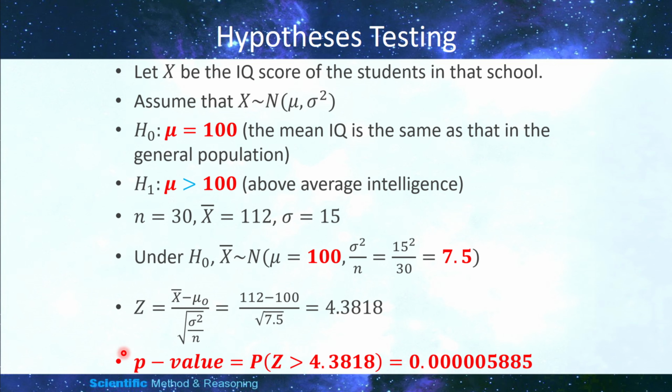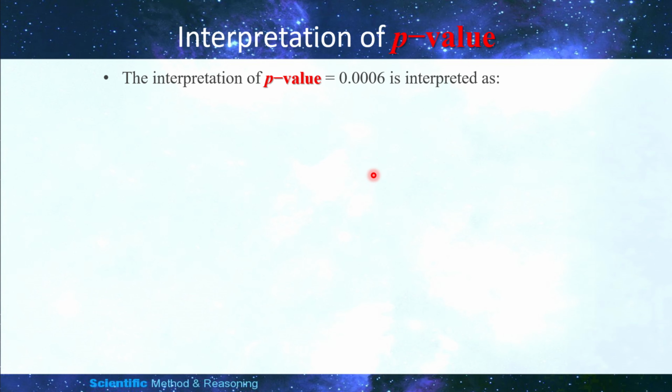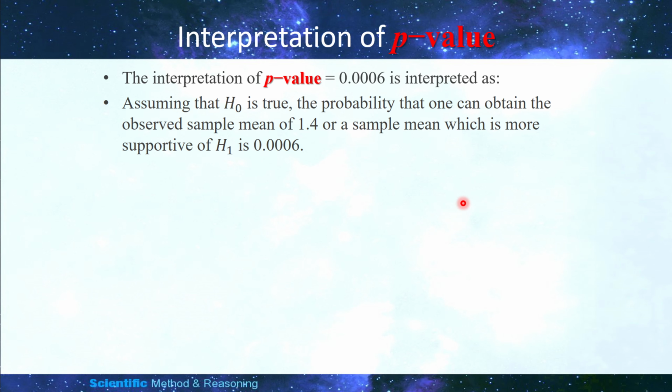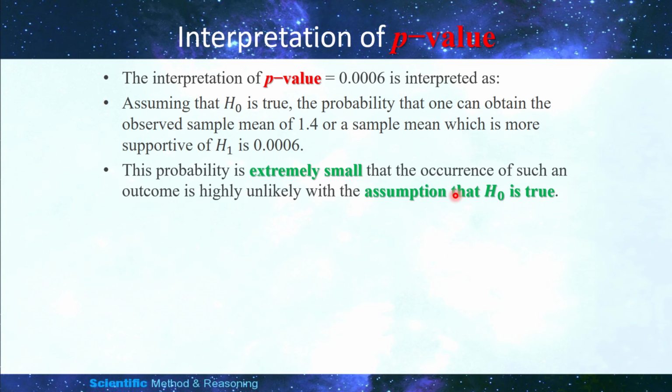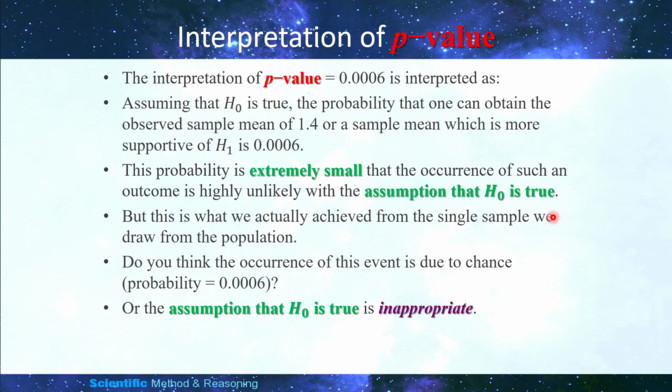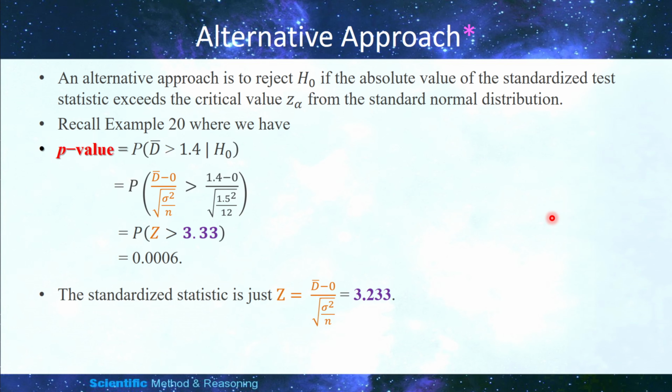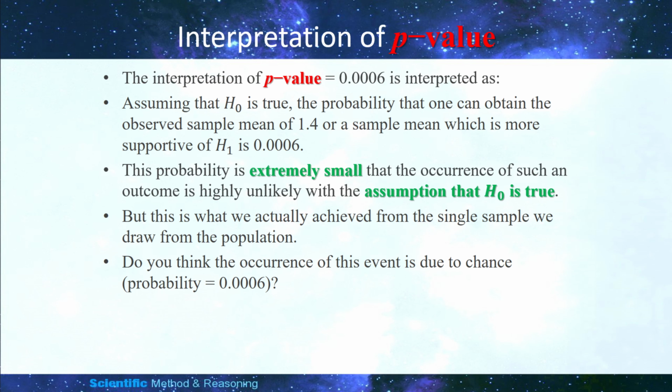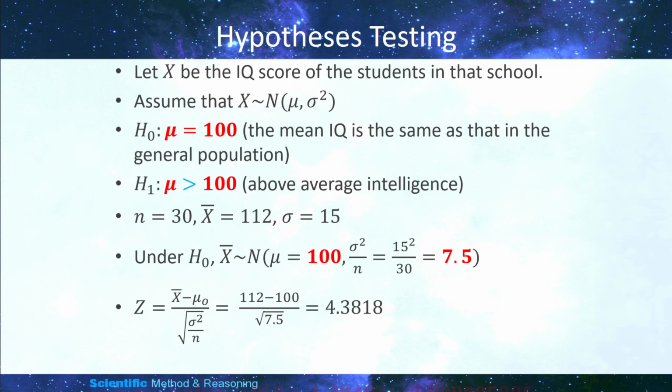And the standardized test statistic is 4.3818. And the p-value is simply the probability that the standard normal random variable will take on a value greater than this standardized test statistic, 4.3818, which is 0.00005885 using Excel. This is particularly small, so we would reject the null hypothesis.